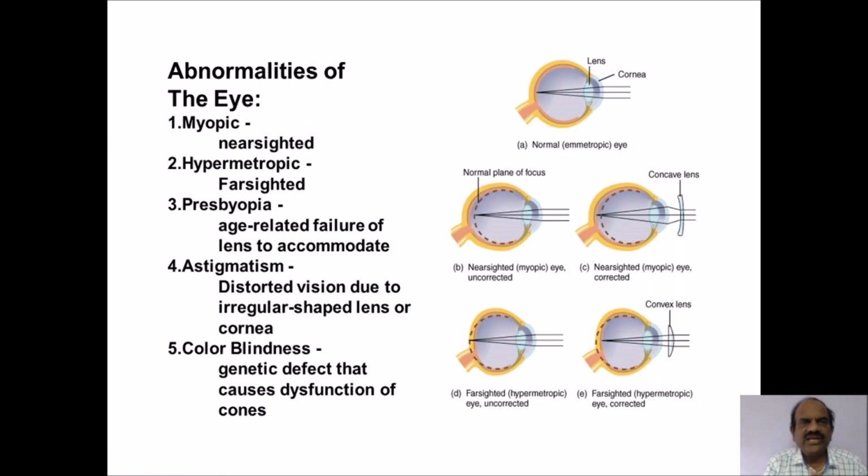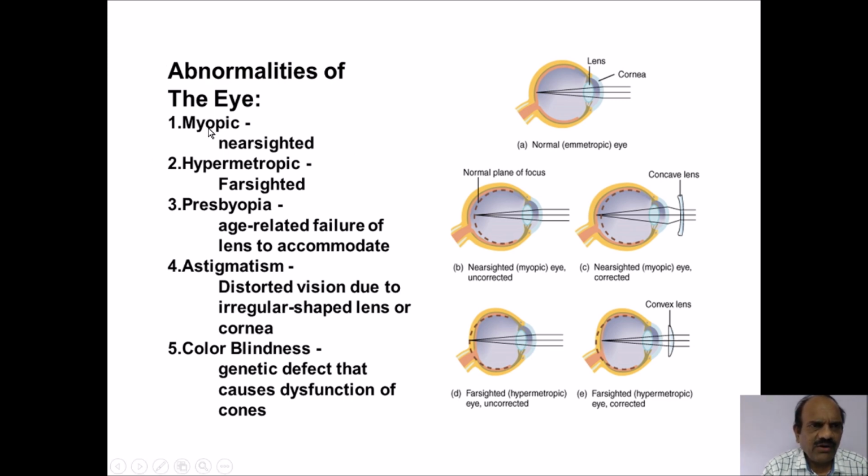Now, which are the abnormalities of the eye? These are the commonest types of abnormalities that we know: myopia, hypermetropia, presbyopia, astigmatism, and color blindness, which I have just mentioned. When these abnormalities occur in the eye due to disturbances in the optical system of the eye, we call them refractive errors.